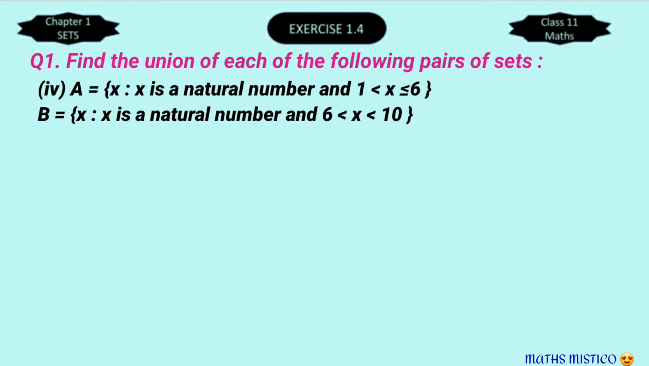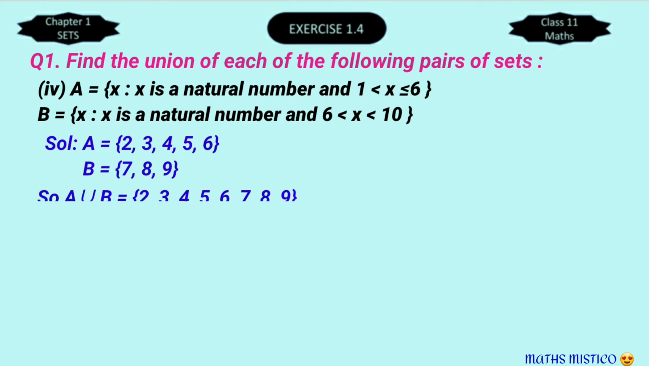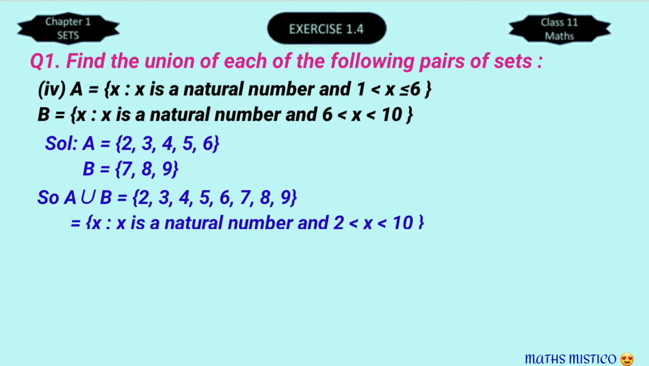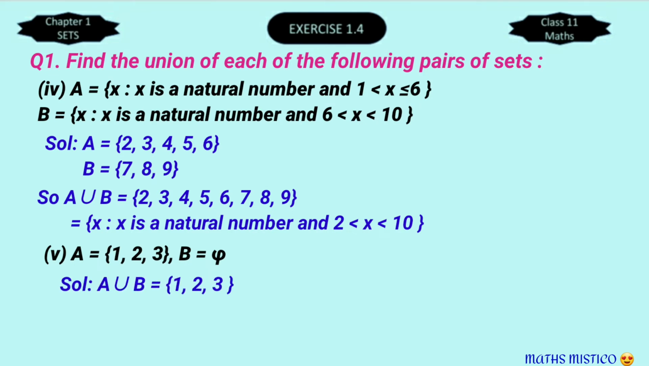In the fourth part, A contains natural numbers from 2 to 6 and B contains natural numbers from 7 to 9. So the union of the sets can be written by writing the elements of A followed by the new elements present in B. And we get 2, 3, 4, 5, 6, 7, 8, 9. So are these two answers clear to you? Fifth one is simple. As phi does not have any element, so obviously A union B will be equal to the set A itself.